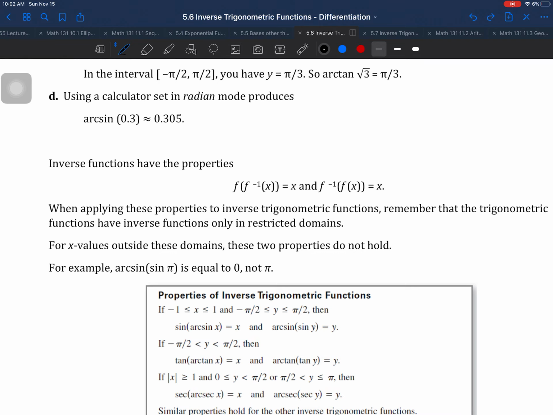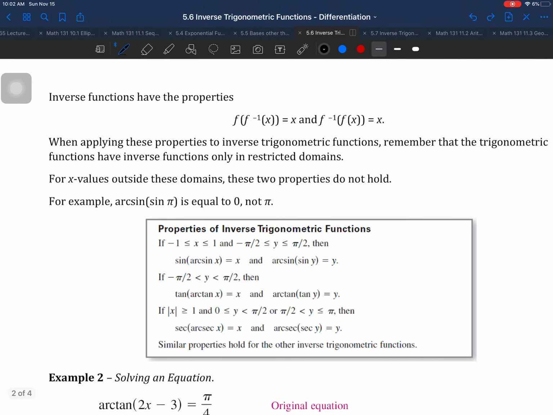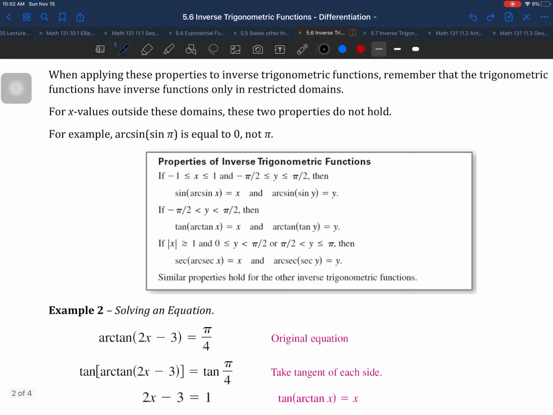inverse functions. All right, so I want to remind you guys that the inverse functions will undo each other with the original function, right? So we want to re-emphasize some of these properties in the following table. We want to remind you that when you have sine arcsine x, it's going to give you back x, or if you have arcsine sine y, it's going to give you back y.